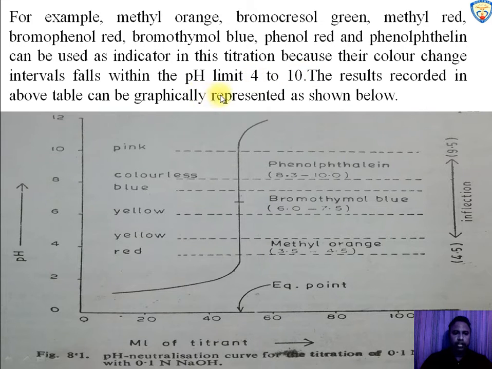The results of the titration are graphically represented in this graph. We see in this graph there is a sharp increase in pH when we add 49.9 to 50.1 ml of NaOH, that is 4 to 7 to 10 pH. So between these pH values we add the above said indicators.